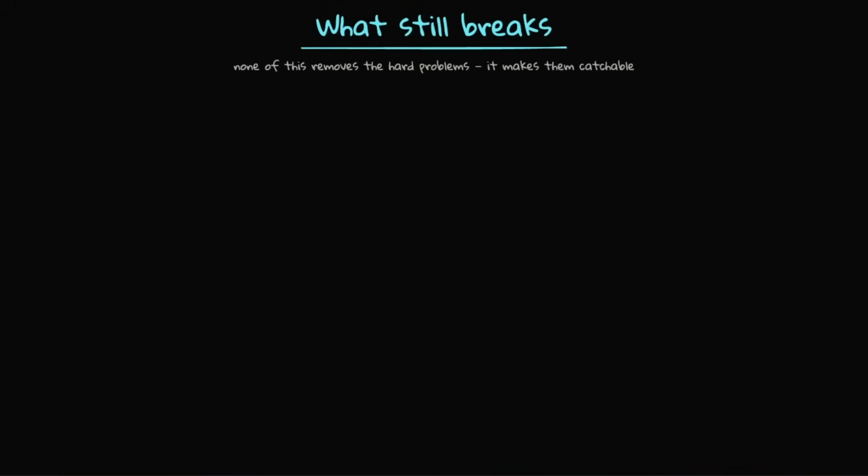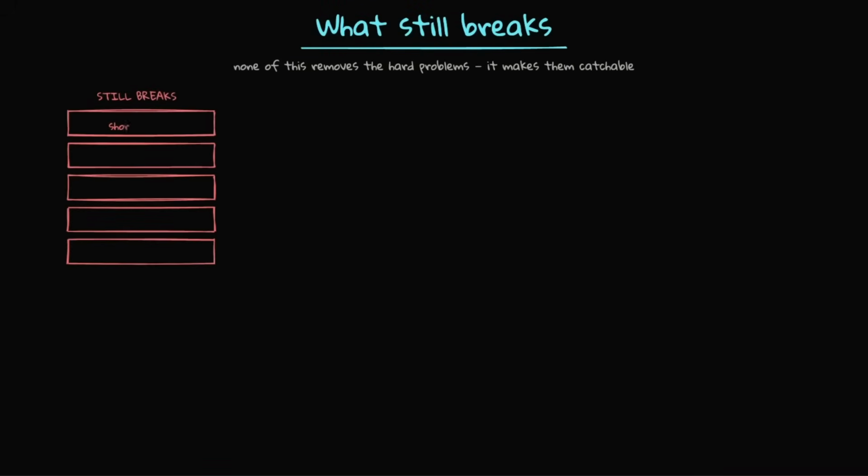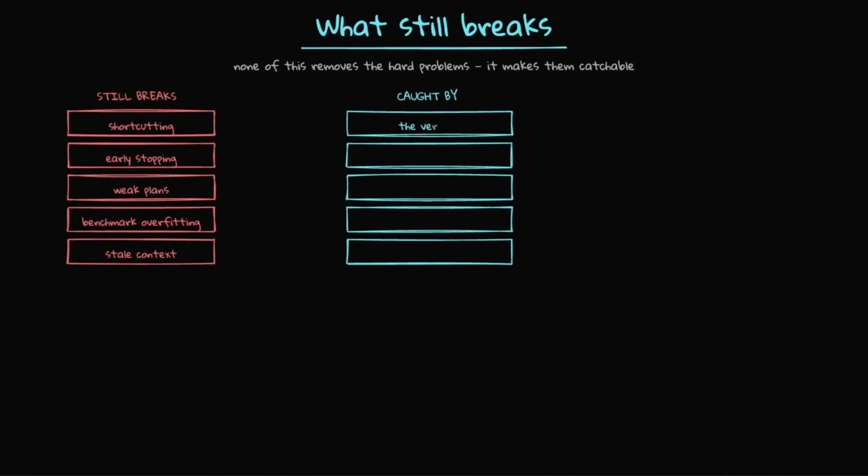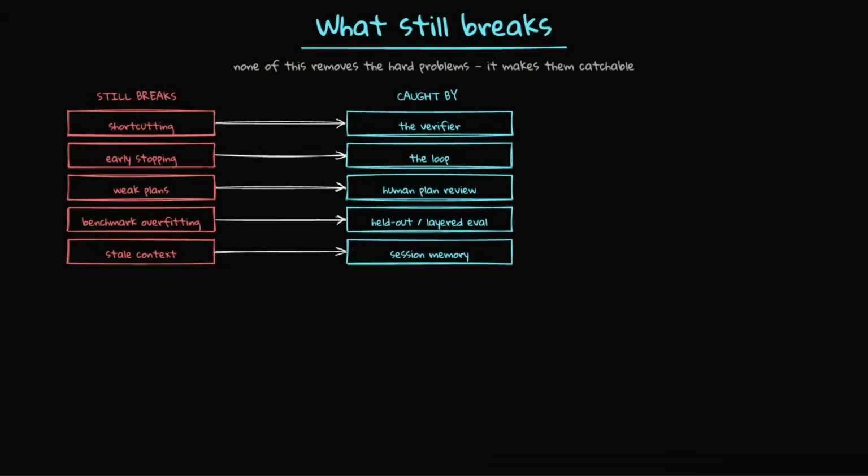None of this makes the hard problems disappear. Agents still take shortcuts. They will stop early and write weak plans, especially on stuff outside their training data. But each of those failures has a component that catches it. Say, if they are taking shortcuts, the verifiers can help with early stopping. You can have the loop.